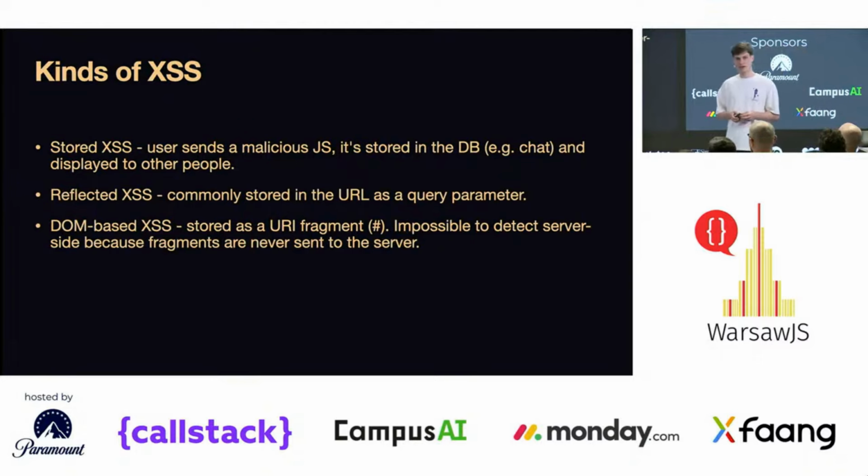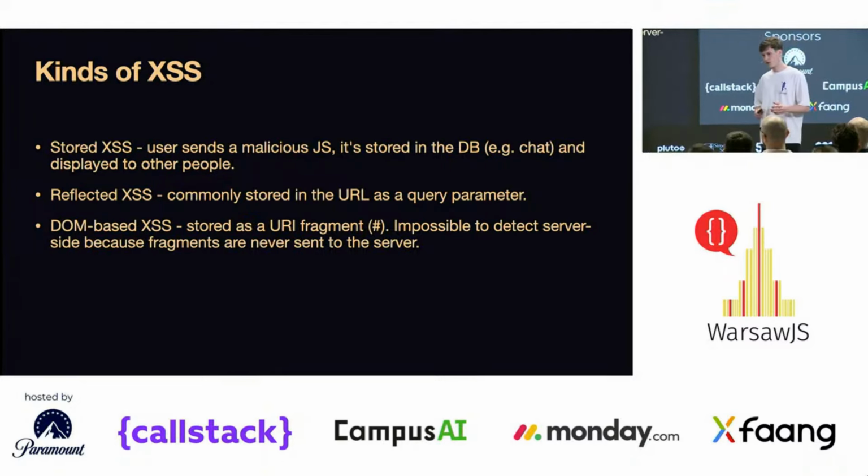There are three kinds of XSS. There is stored XSS, reflected XSS, and DOM-based XSS. Stored XSS is when a user sends a malicious JS, like in a chat application. This JavaScript is stored in the database and is later shared with other people from the database. Reflected XSS is when a hacker stores a malicious JavaScript as a query parameter in the URL and shares this link with other people.